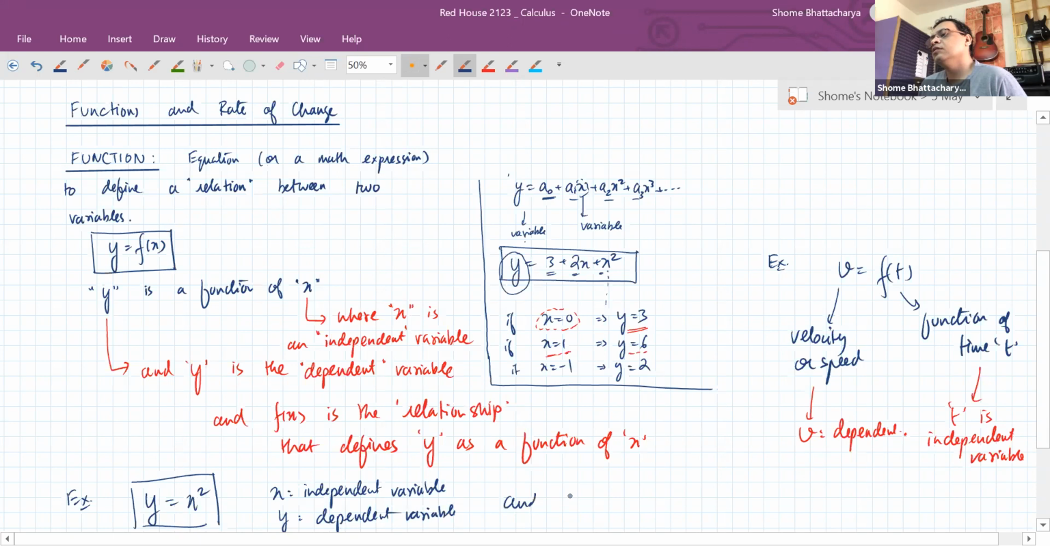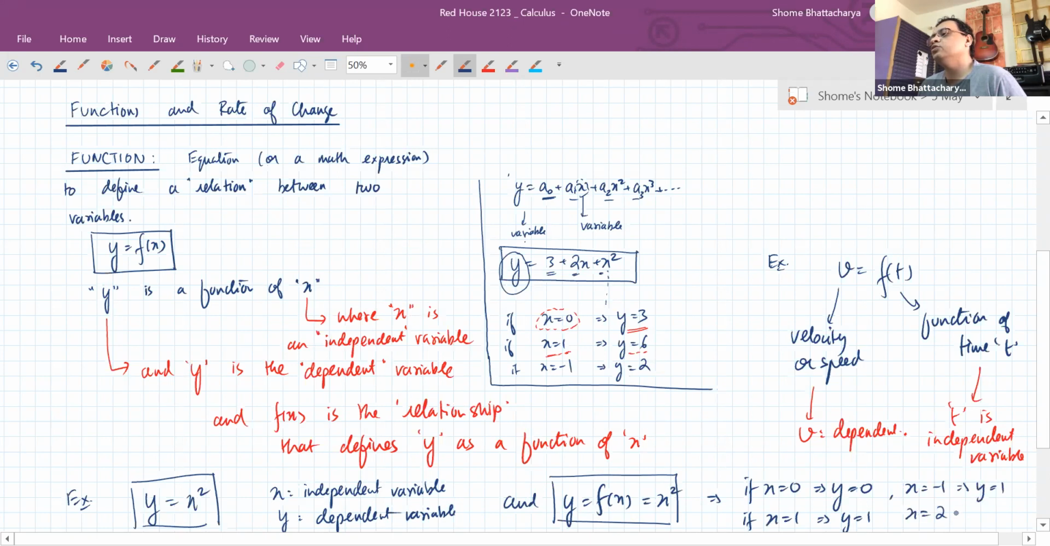And the function is defined in such a way that this f(x) is given by the formula x square. So that means that when I take the value of x as 0 this time, y's value is 0. If I take the value of x as 1, y's value is 1. If I take the value of x as minus 1, y's value is again 1. If I take the value of x as 2, y's value is 4, and so on and so forth. So it gives me the relationship between two variables through a particular mathematical equation or a maths expression, and it links what we call the independent variable with the dependent variable.